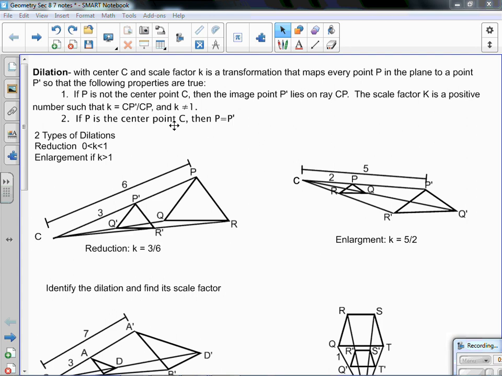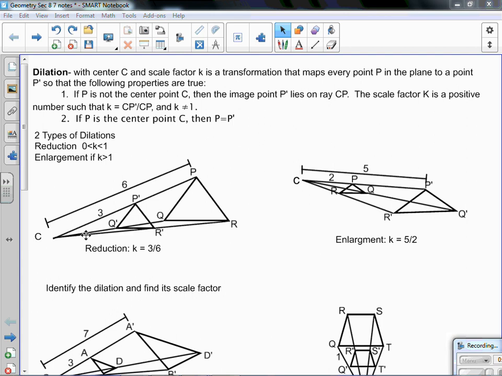One thing we can't have is a K value that's equal to 1, because that would mean that there was really no change. If the scale factor is 1, then all the original points are going to be the same as all of the prime points.